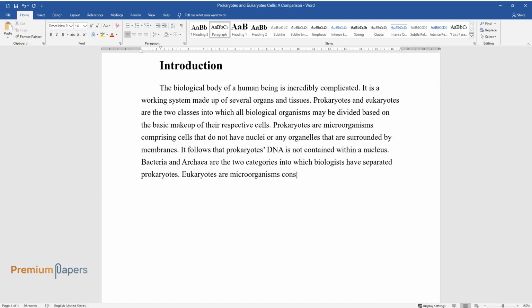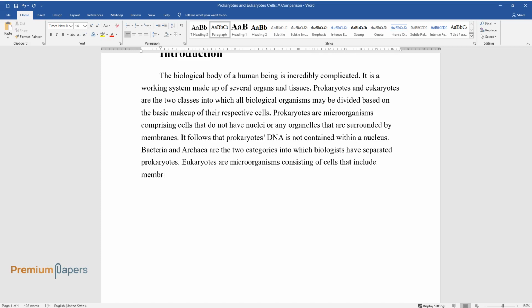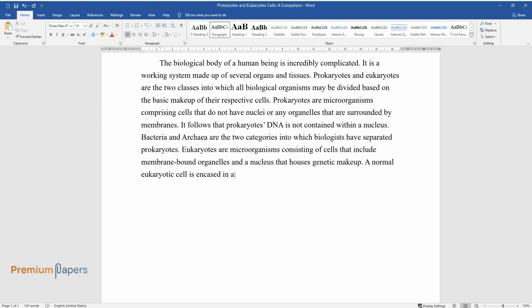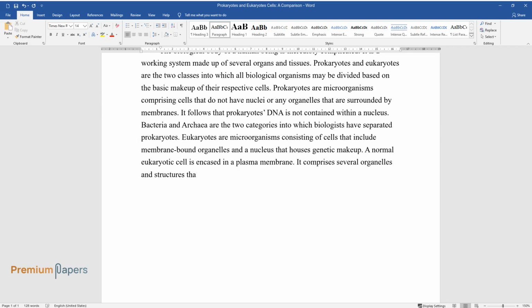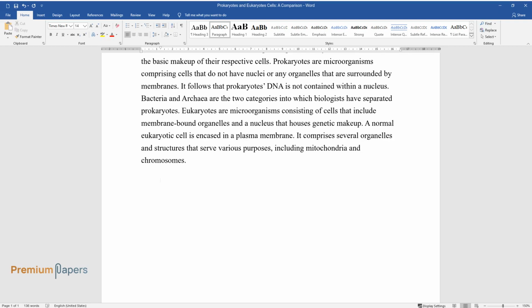Eukaryotes are microorganisms consisting of cells that include membrane-bound organelles and a nucleus that houses genetic makeup. A normal eukaryotic cell is encased in a plasma membrane. It comprises several organelles and structures that serve various purposes, including mitochondria and chromosomes.